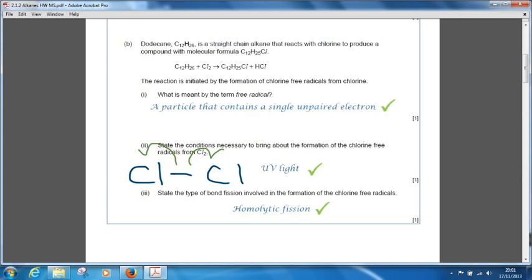Before I resume to the next page, just quickly going back to the previous question, you could have an atom, for example chlorine, behaving as a radical, and equally you could have CH3, which is a group of atoms behaving as a radical. Both of these are covered by the word particle.